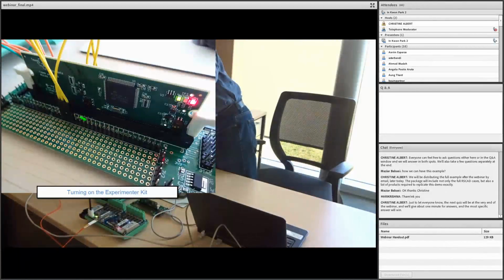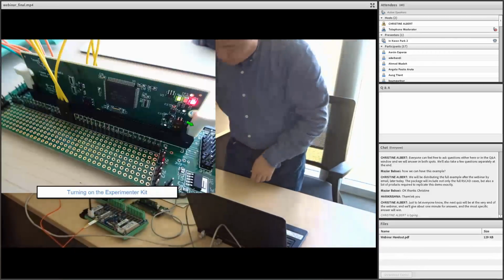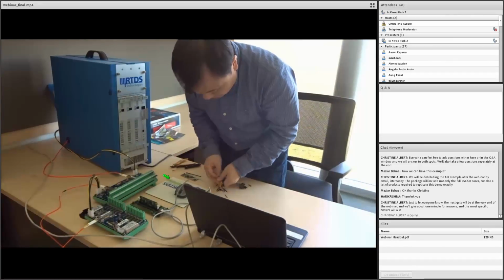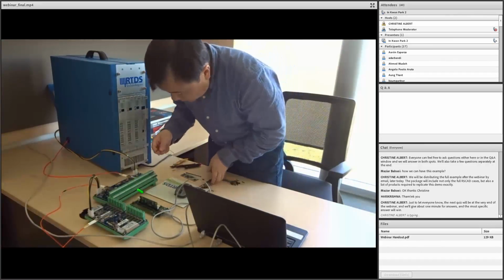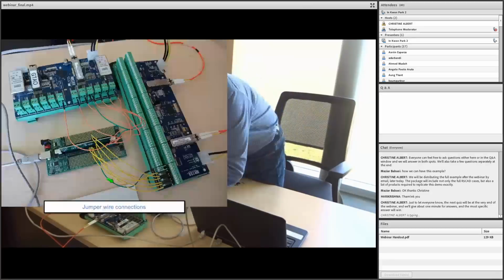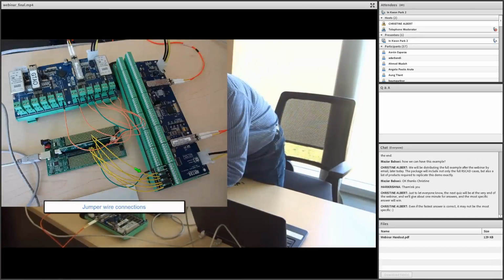Once I turn on the power, which is provided by my laptop computer, I would be able to see that all 3 LEDs are turning on. Then what I'm doing here is using the jumper wires to make the connections between the board and the I/O card. And this is how it looks after completing all these jumper wire connections.